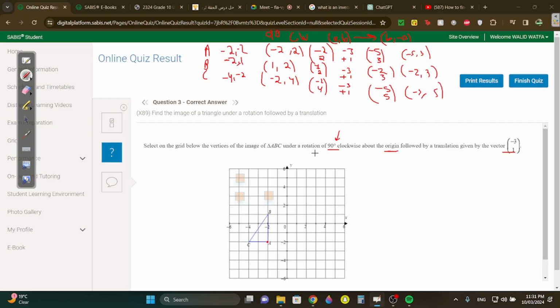Let's check. Do we have these points? Minus 5 comma minus 5 comma 3 over here. Minus 2 comma 3 over here. And then minus 5 comma 5 over here. Question 4.